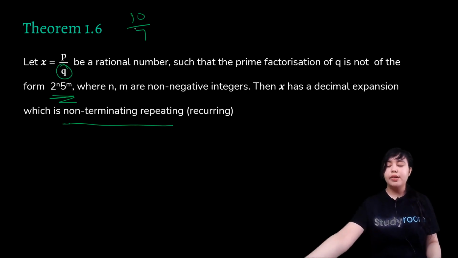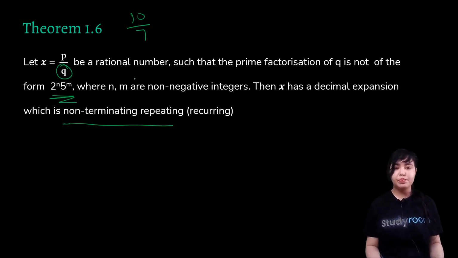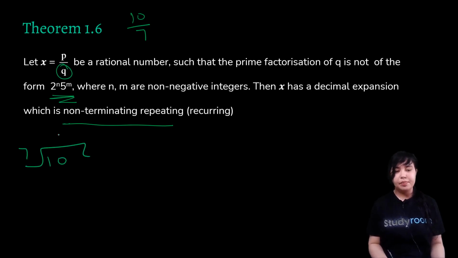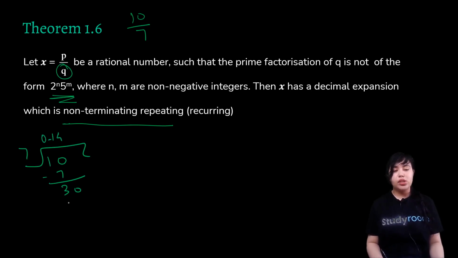So here you can do a long division. You take 7 here and 10 here. So 7 ones are 7, minus, 30. If I want to get the 0 actually here, I'm going to put 0 point. Then 7 fours are 28. I get 20 here. 7 twos are 14. I get 6 in 0. 7 eights are 56.